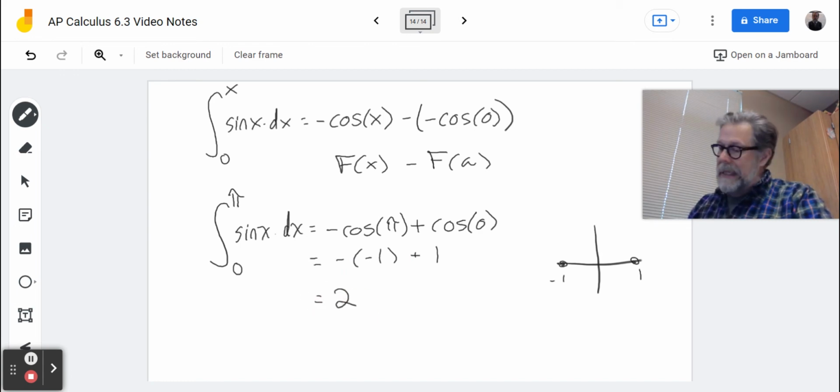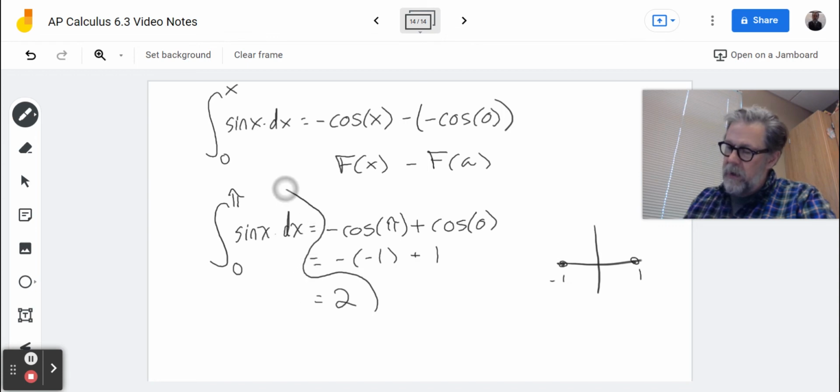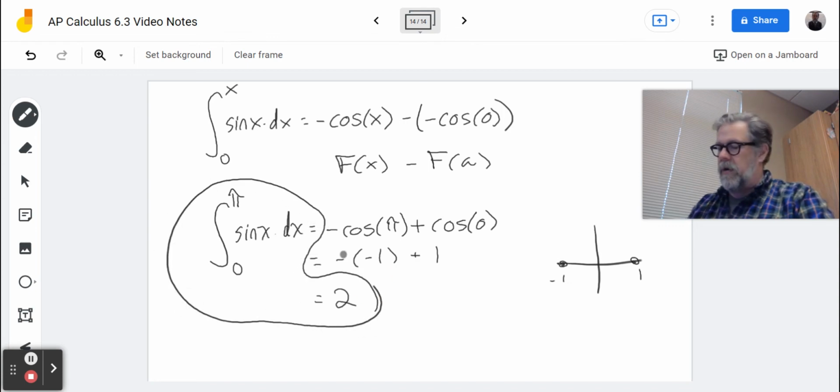And wow, look at that. We have just shown that the integral from 0 to pi of sine of x dx is equal to 2. In other words, the area under that curve right there is equal to 2.